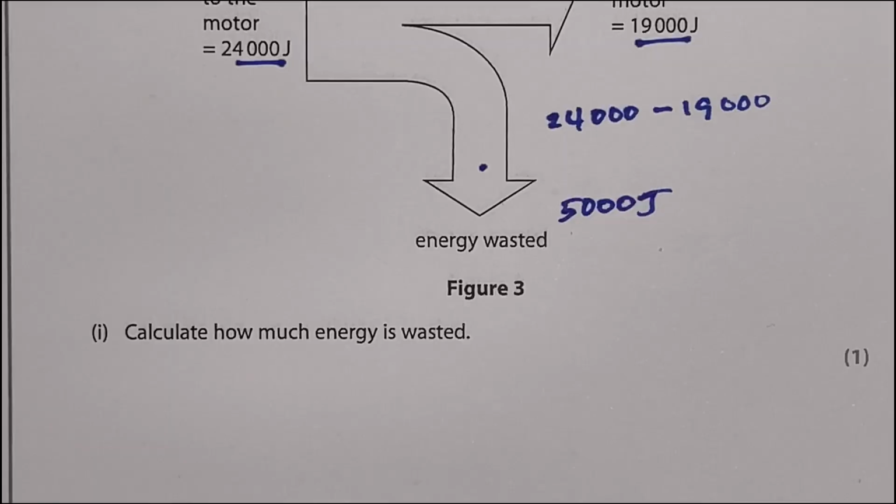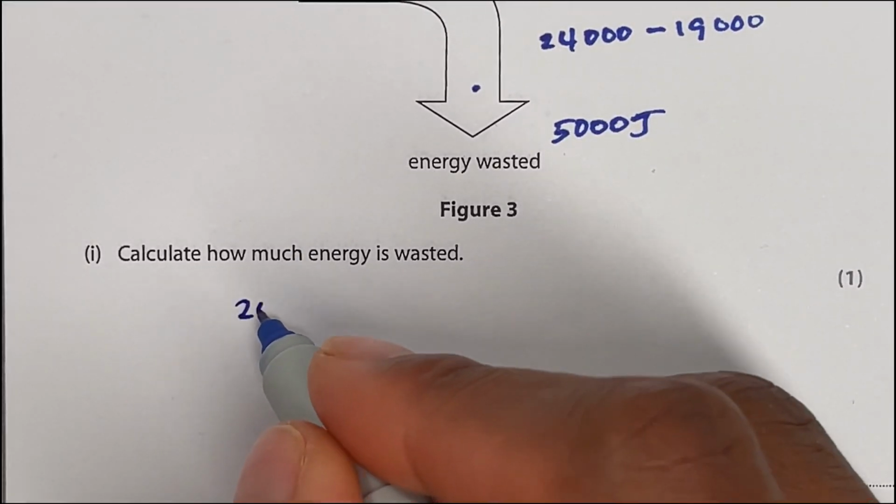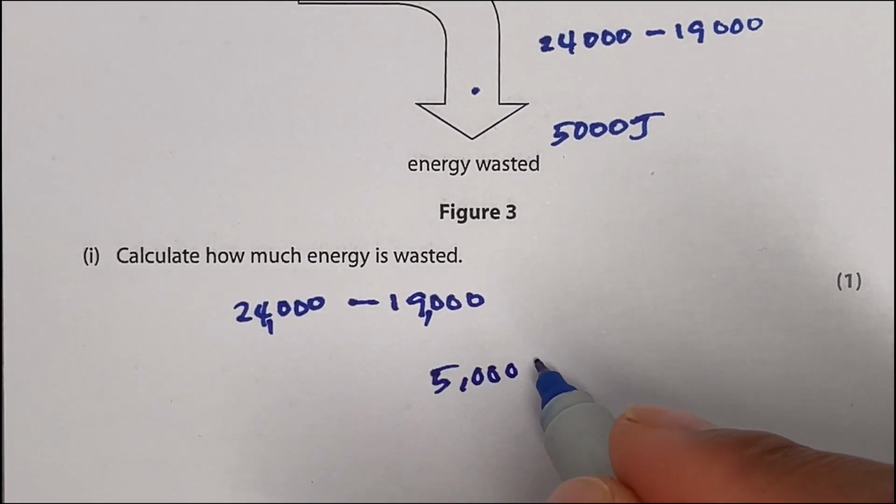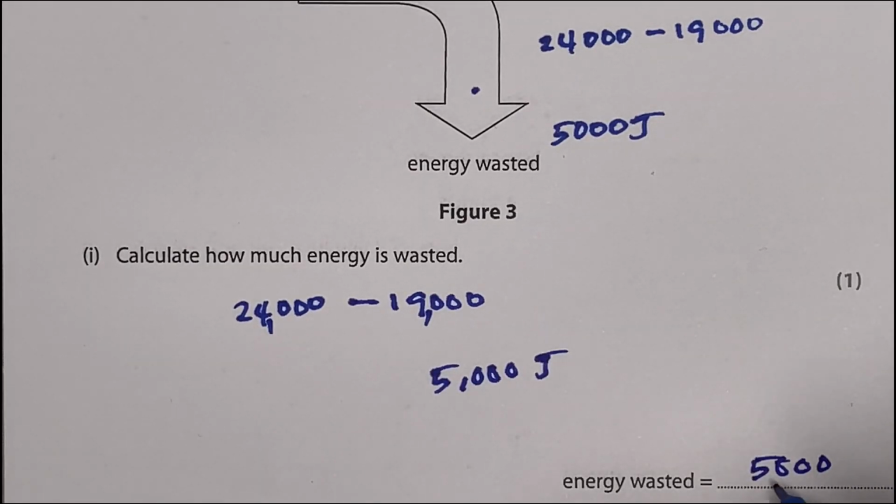So what's the question? Oh, okay. So my wasted energy, I have already done the calculation. 24,000 minus 19,000, that gets me 5,000 joules. Okay, so 5,000 joules of energy is wasted.